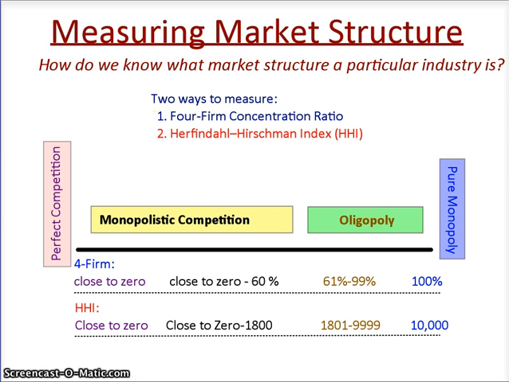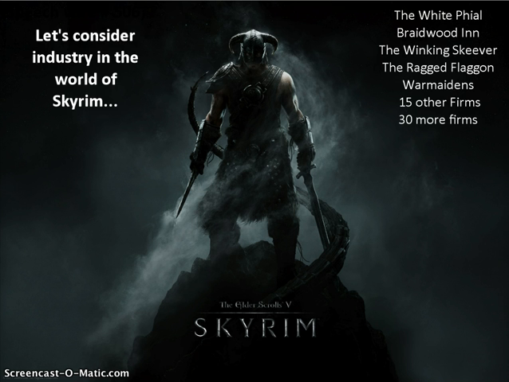So those are your numerical values. So let's take a look at how this works. Now, we are going to apply this to Skyrim. We are going to take a look at a number of firms that exist in the world of Skyrim. The White File, the Braidwood Inn, the Winking Skeever, and the Ragged Flagon, the War Maidens, and another 15 and another 30 firms. So we're going to take a look at these different firms that exist in this particular world. It's an awesome world. If you haven't been there, you should visit.